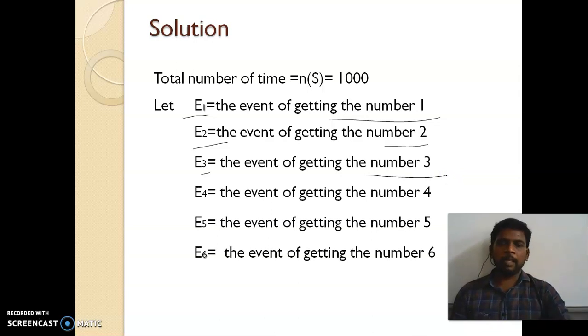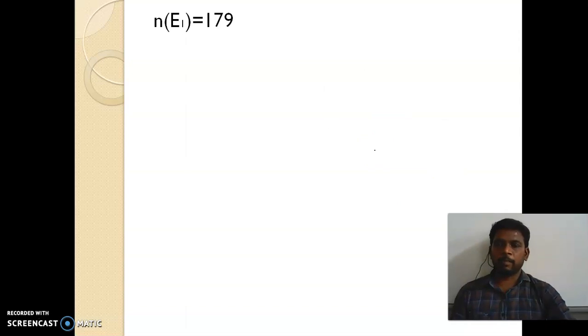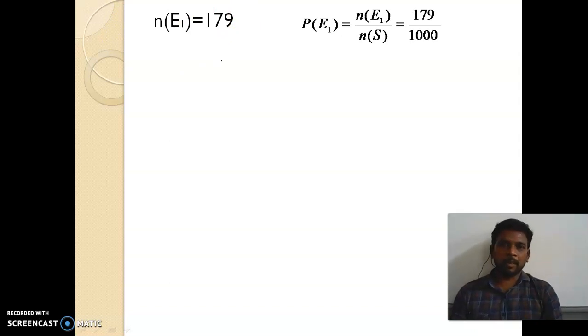So first we defined all the events. Next we are going to write the probability of each event. Now n(E1) is 179, therefore P(E1) is 179 by 1000. Already we found the answer from the table itself, that is from the question itself. So that is the procedure, how to write the answer. The answer will be an easy one.